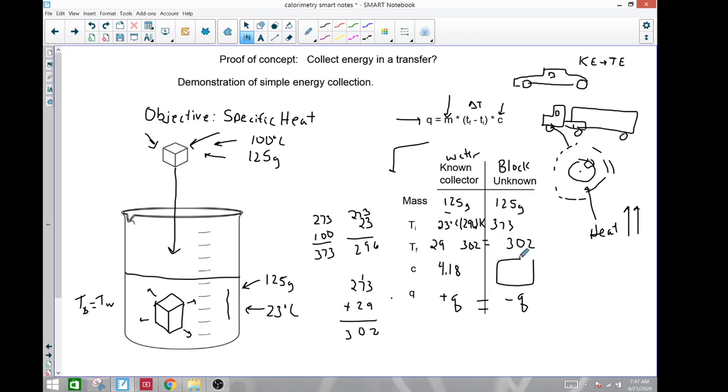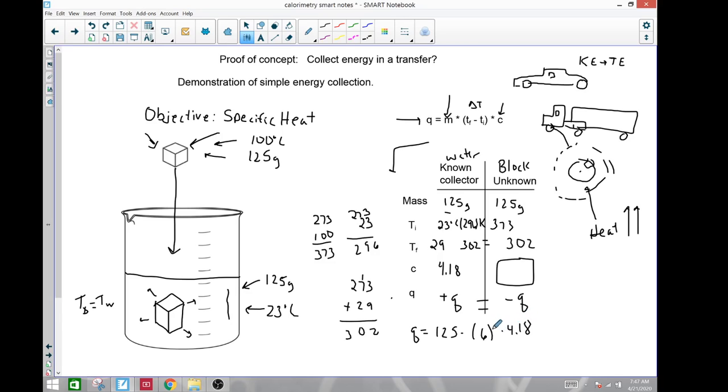Now again, this doesn't have a ton of practical uses for us. Just a proof of concept, can we collect energy and figure something out? Okay, so let's solve this out. I'm using this formula. So Q equals the mass, which is 125, times my change in temperature. I'm going to subtract these two, which is just, as I mentioned, 6, and times 4.18, my known collector specific heat.